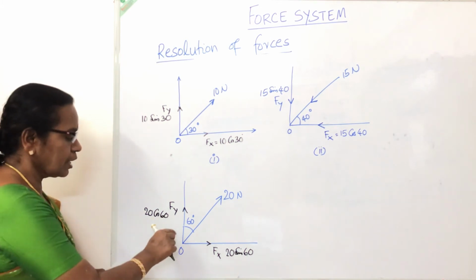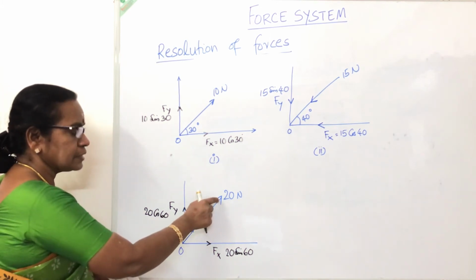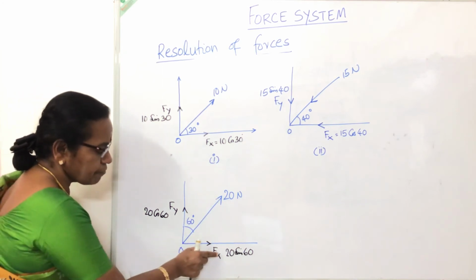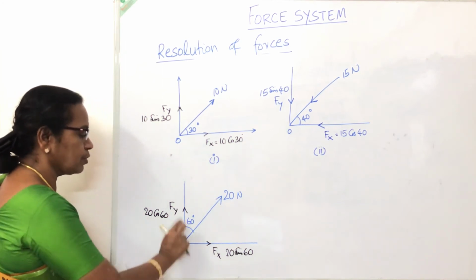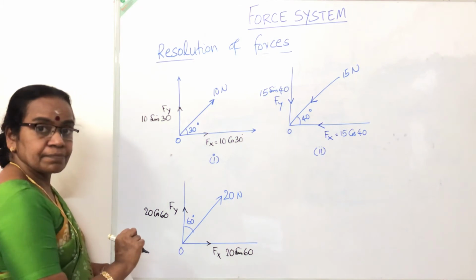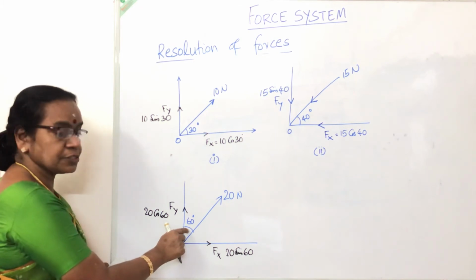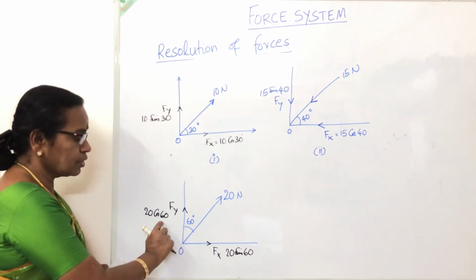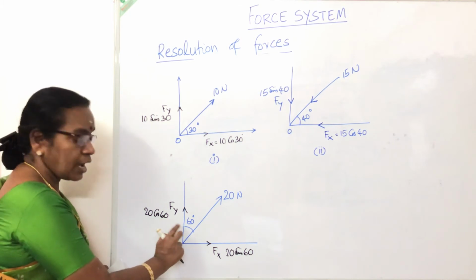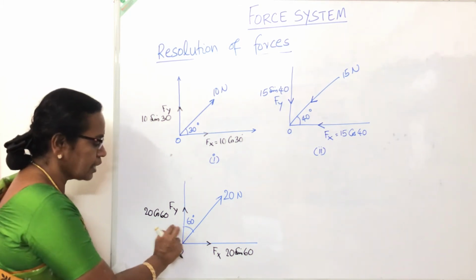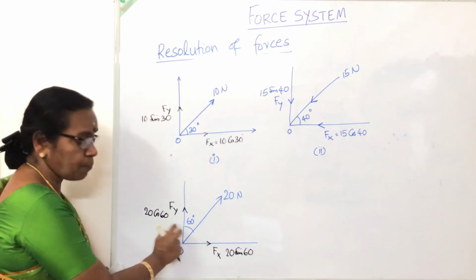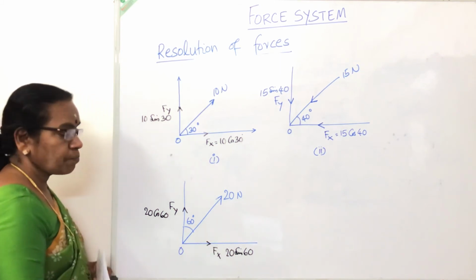Okay, I'll repeat once again. The force 20 Newton is acting outward. So Fx and Fy both are outward directions. The angle with y-axis is 60 degree. So this component is going to be cos, the angle from this side. So that component is cos. The opposite one is sin.